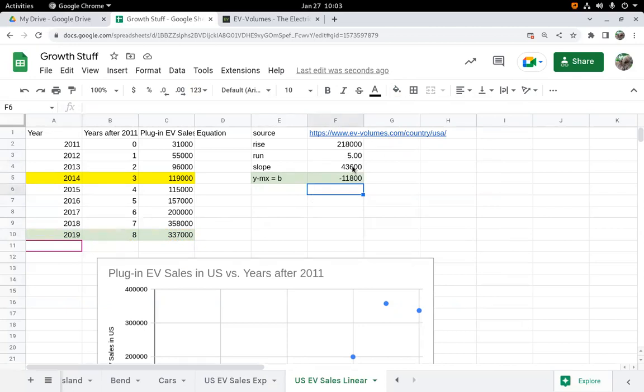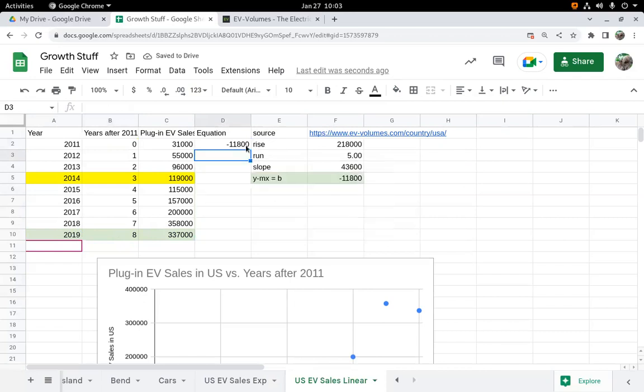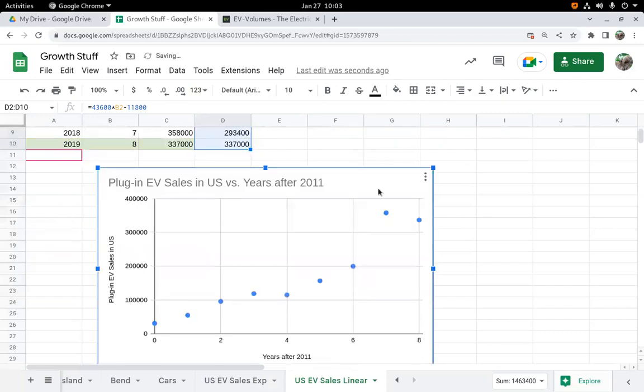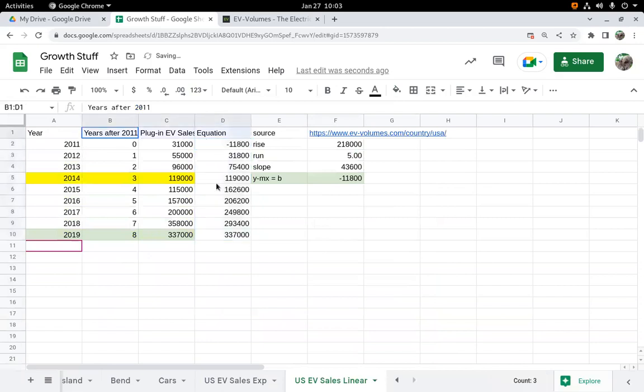So my equation would be from these two numbers. To test that equation, I'm just going to type it in here. It's equal to my slope, just type the slope if you want this to work right, times the x value in that row that you have to click on. And then I'll do my minus 11,800 and fill that down, or you can just click back on it and fill it down. Then I'm going to regraph to see them together. So I'm just going to delete that and see what they look like together.